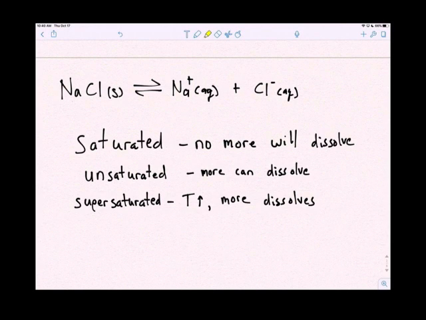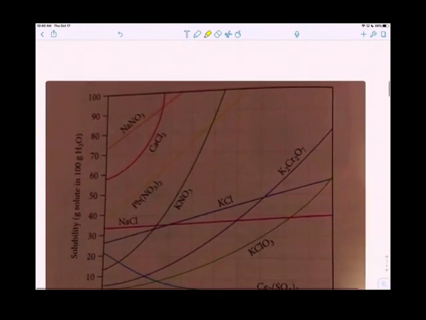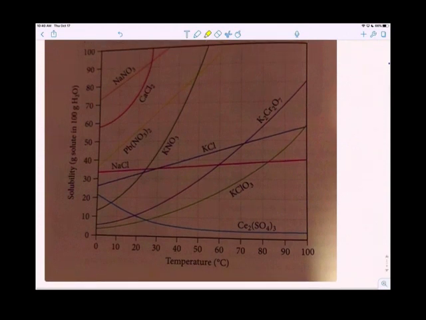Supersaturated means if you increase the temperature beyond 25 degrees Celsius, then you get more to dissolve. That's called a supersaturated solution, and that's how we make rock candy. You can make a supersaturated sucrose solution, and then when the sucrose cools, it can crystallize and it makes rock candy. If you want to know how to make rock candy, I used to do that for a lab one time.